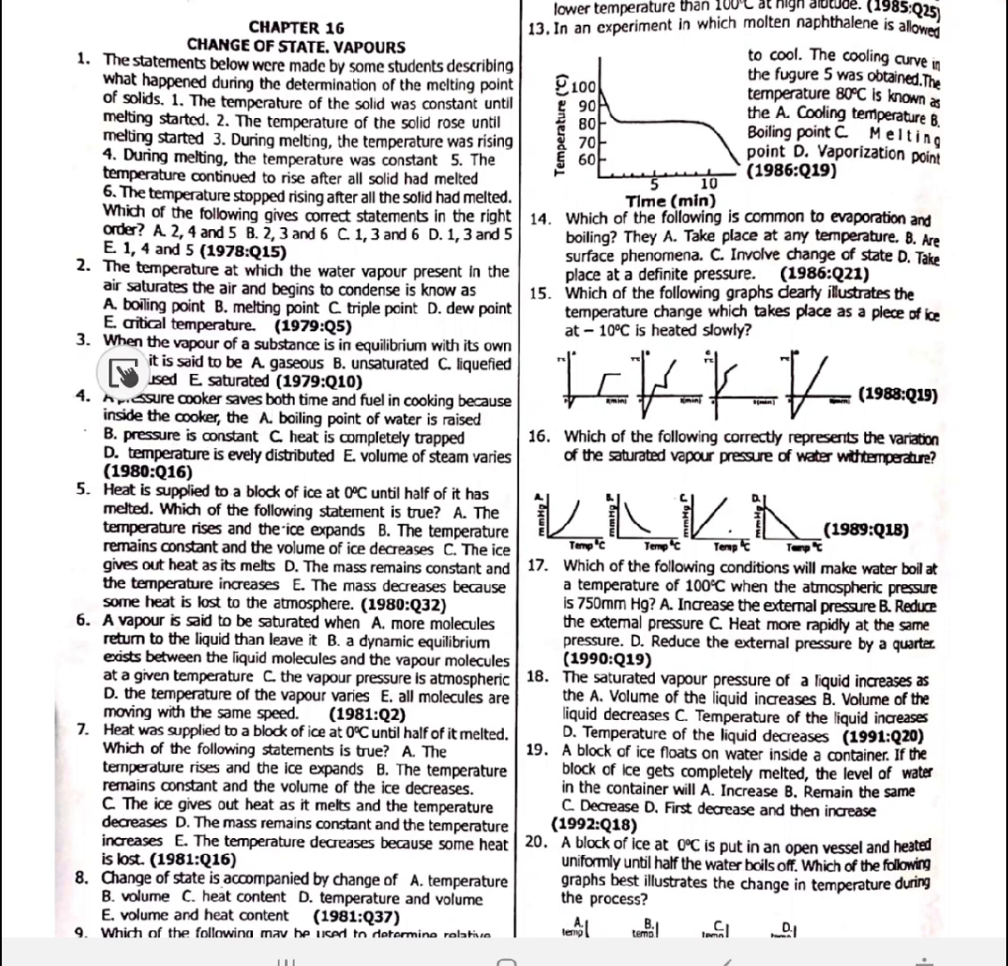Number three, when the vapor of a substance is in equilibrium with its liquid, it is said to be saturated. Three is option E. Four, a pressure cooker saves both time and fuel in cooking because inside the cooker the boiling point of the water is raised.